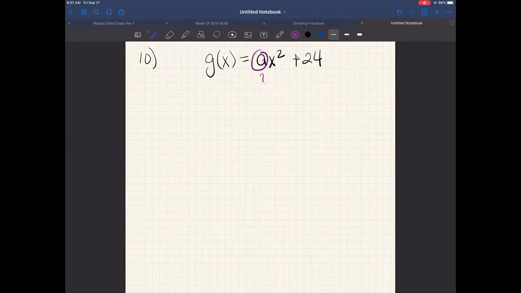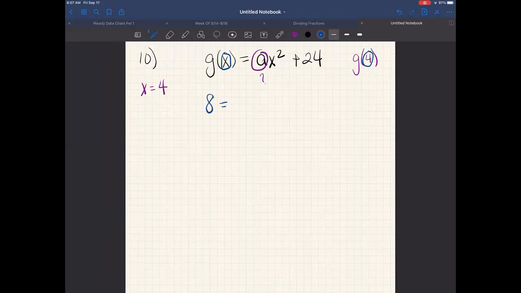Now they tell me when I have x equal 4, right? Because remember, when I have g of 4, this 4 goes where my x is. So that's telling me that my x values are being replaced by 4. So when x is equal to 4, this entire equation equals what number? 8. So when my x equals 4, my entire equation equals 8.